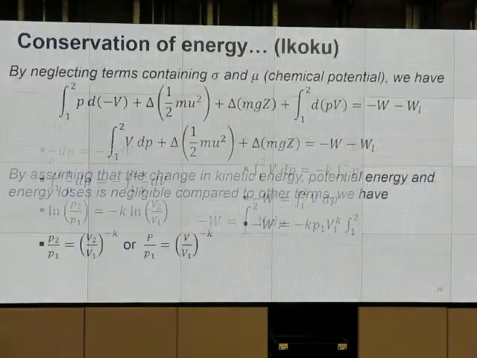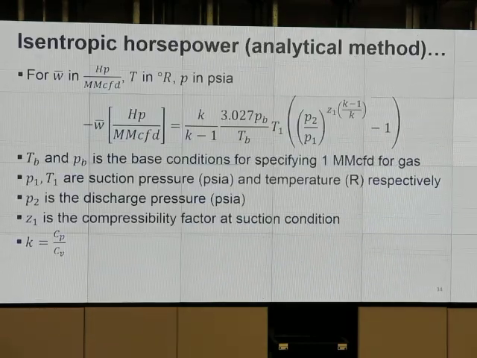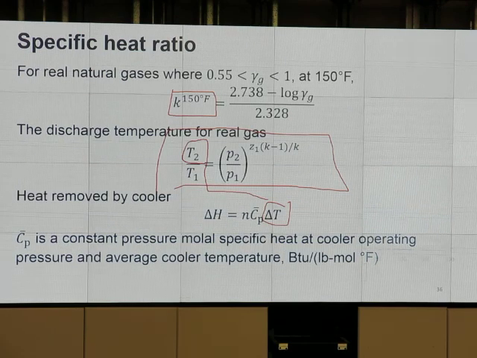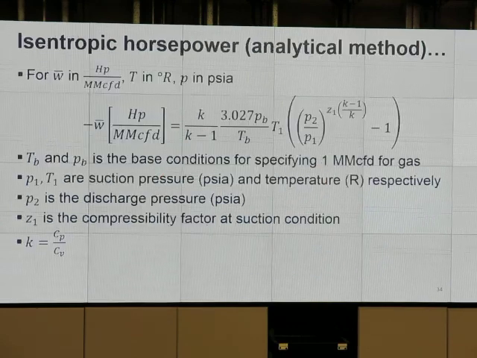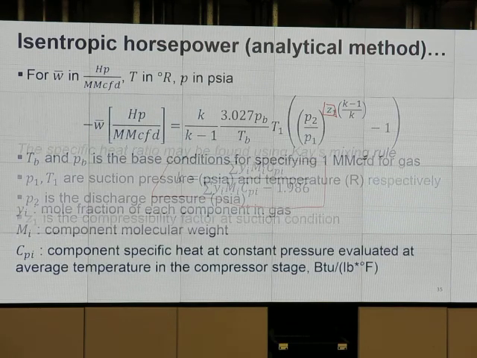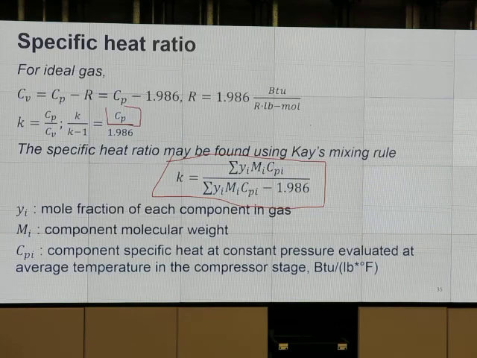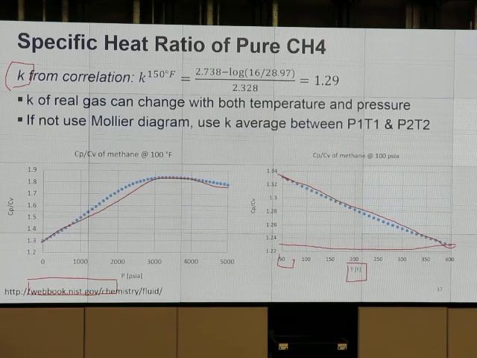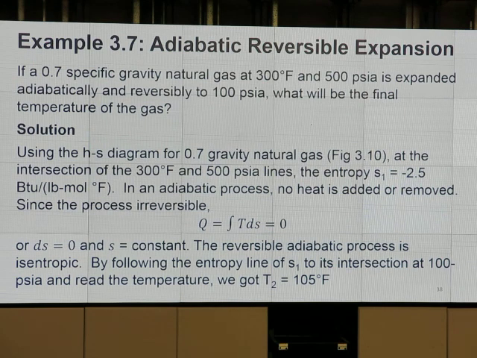Alright, let's continue. We get a good equation and we try to compensate for the imperfection that we have by putting that thing over there, the compressibility factor. And it gives me a reasonable prediction of required horsepower. Let's do some example. Adiabatic reversible expansion.